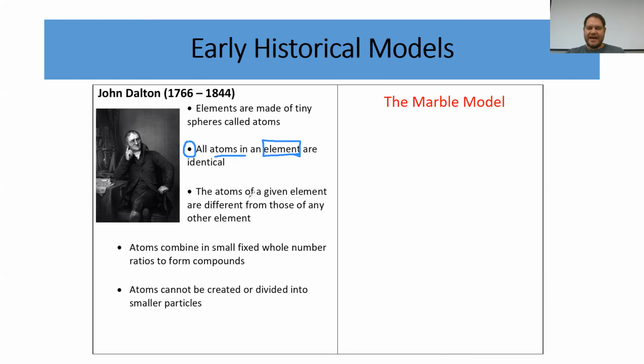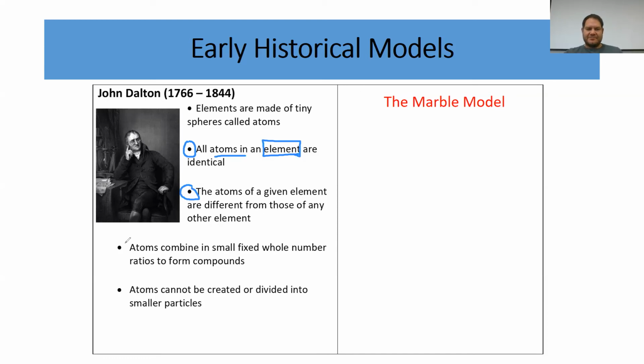Another idea is that the atoms of a given element are different from those of any other element. So what he's saying is that carbon atoms are different from oxygen atoms, or oxygen atoms are different from gold atoms or copper atoms. All right, and that's true, right? He got that one right, and we know that to be true today because the elements have different numbers of protons, leading to the different atoms, okay?